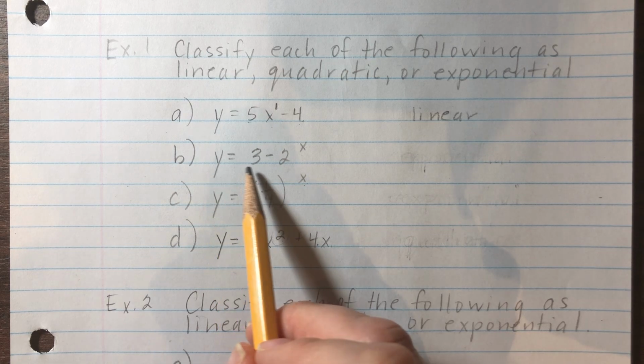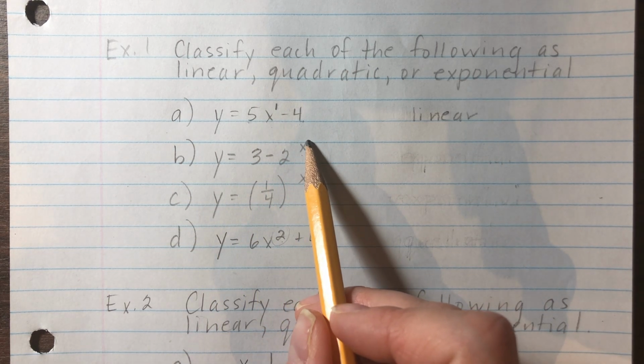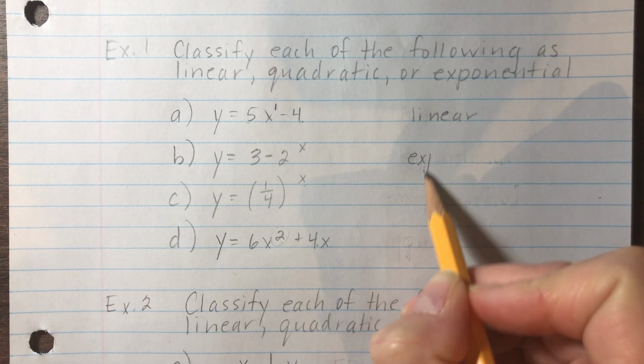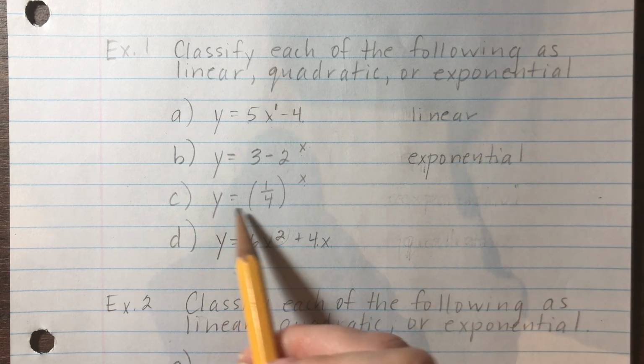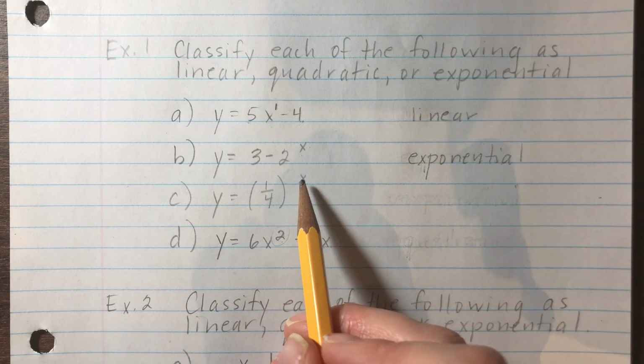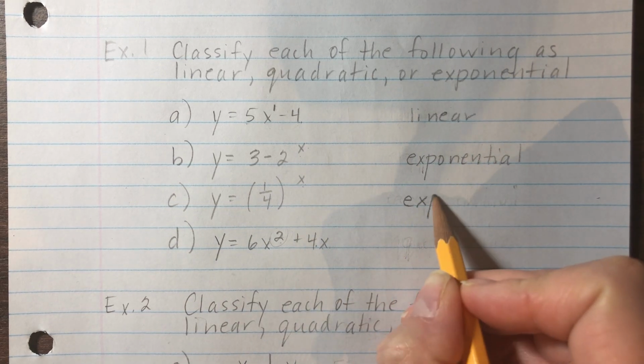In part B, we have y equals 3 minus 2 to the exponent x. Since the exponent here is a variable, this is exponential. In part C, we have y equals 1/4 to the exponent x. So again, because the exponent is a variable, this is exponential.